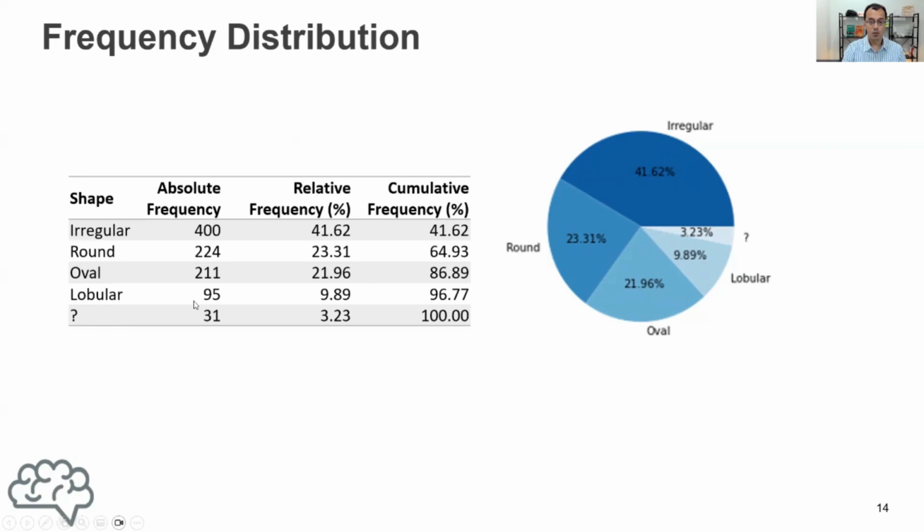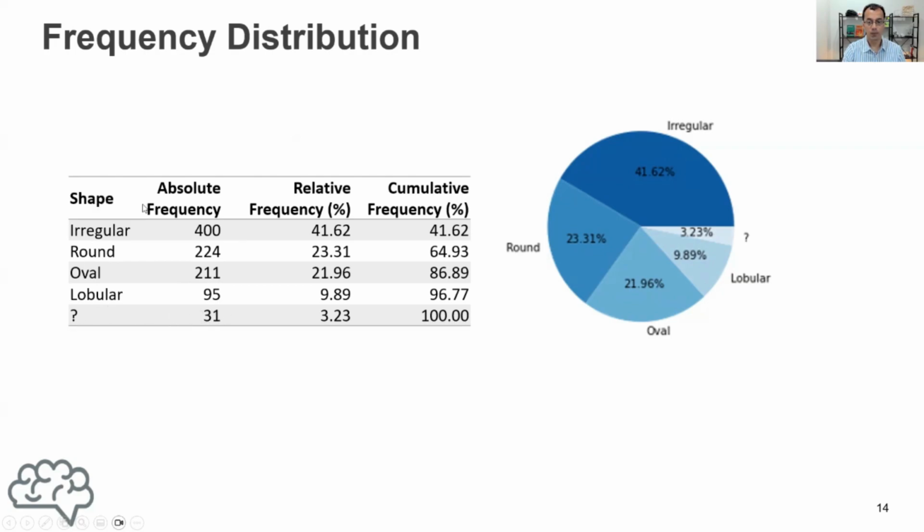The first column shows us the absolute frequency of each of these possible values of the variable shape. And this means that we have 400 patients with a mass whose shape is irregular, 224 patients with a shape of round form, 211 patients of oval shape, 95 patients with globular shape, and we have 31 missing values for the variable shape.